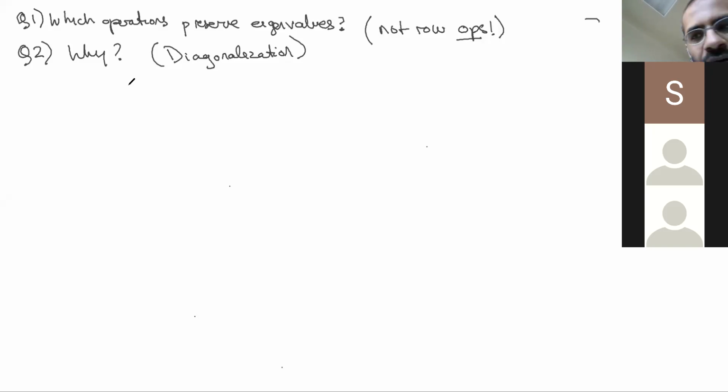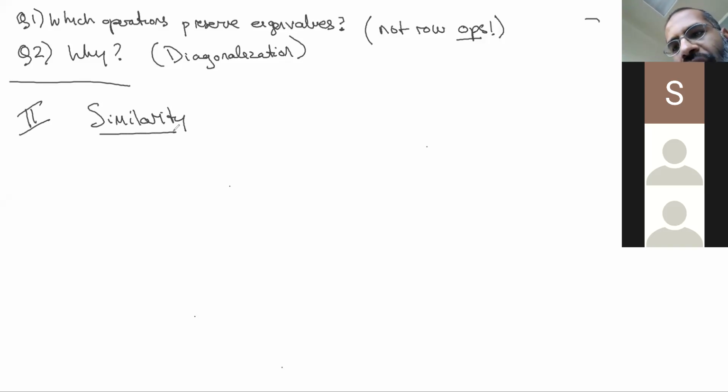So let's now address these questions. The first question, which operations preserve eigenvalues, is something that goes by the name of similarity. And this is a new kind of transformation of matrices that's different from row operations.